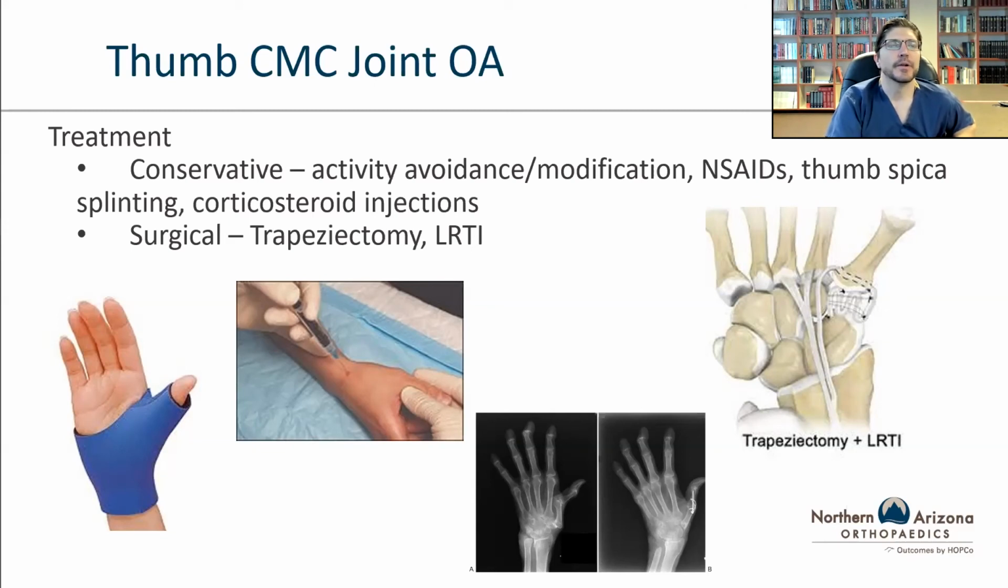If a surgery is required because of debilitating pain, you're not able to get to where you want to be or your function is compromised, we do a surgery called an LRTI. And that's where we take the diseased bone out. That's called a trapeziectomy. And we reconstruct the joint with a tendon that's in your body.